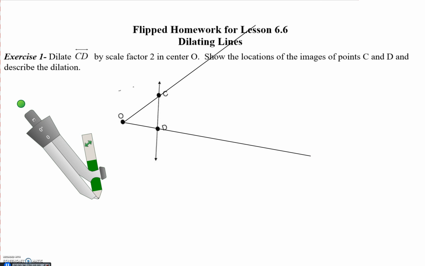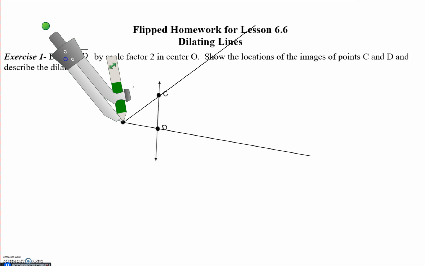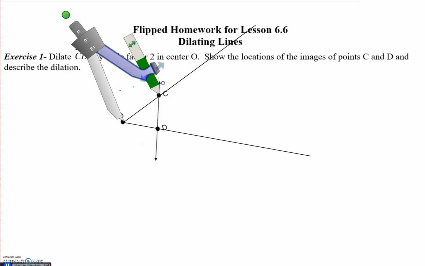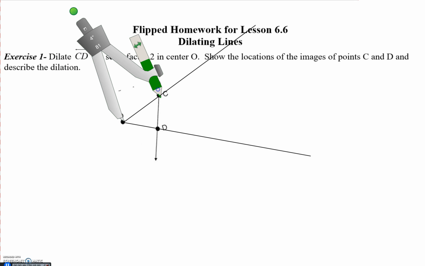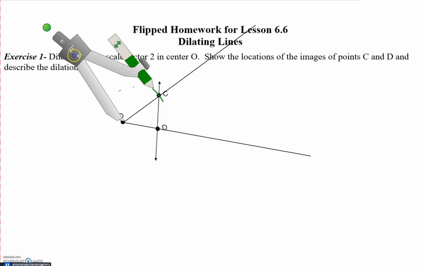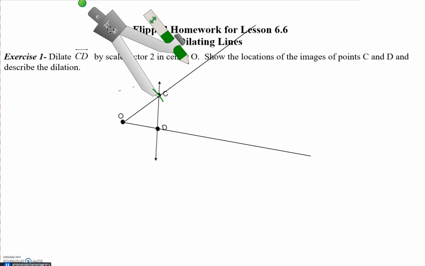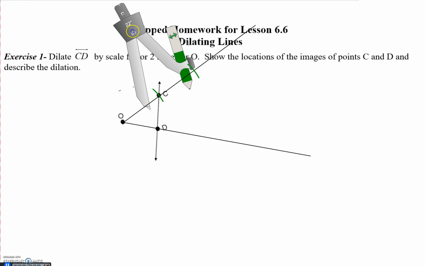Then we're going to take our compass, put our needle at the center, and open the compass so that it's at C. We're going to make a marking. That's our first scale factor of 1, and that's our scale factor of 2.